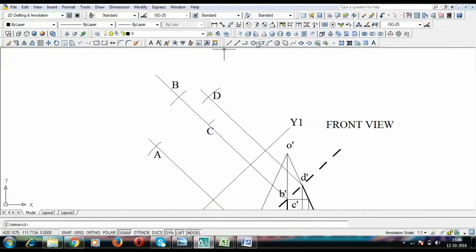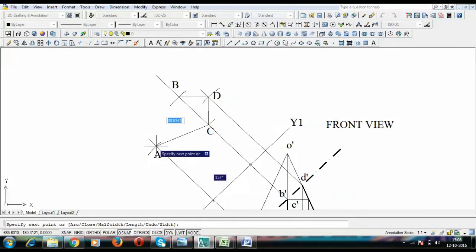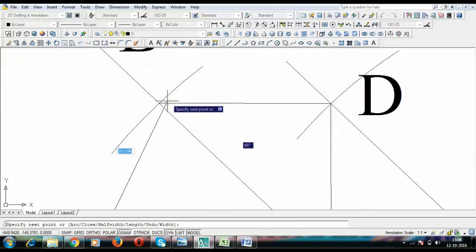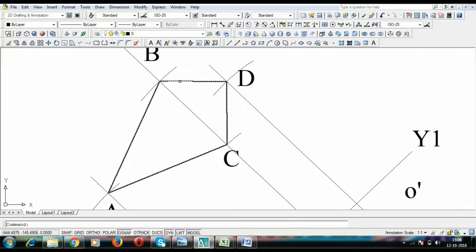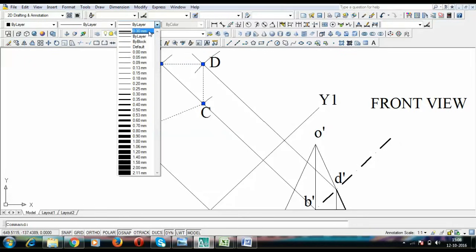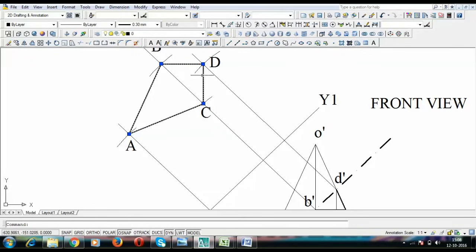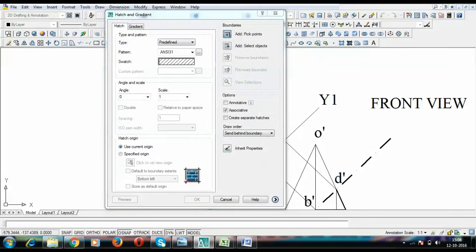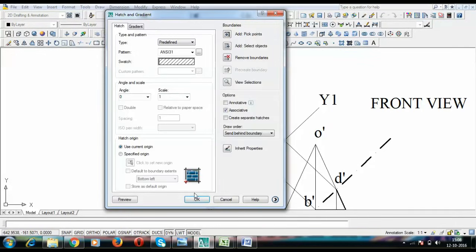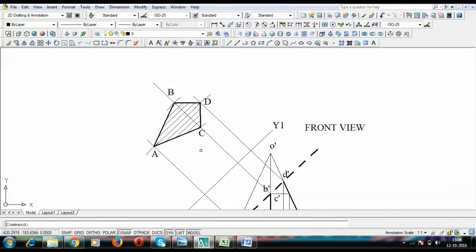Now let us join all these points by a straight line: B, D, C, A, back to B. Okay, now let us darken this and do the hatching. Pick points, done, hatching done. So this is what you call the true shape of section. That's it, guys.